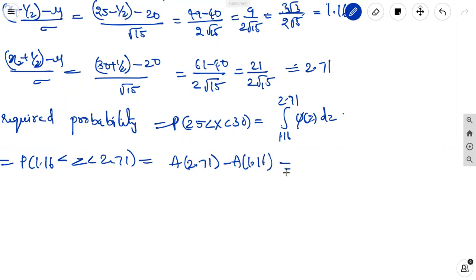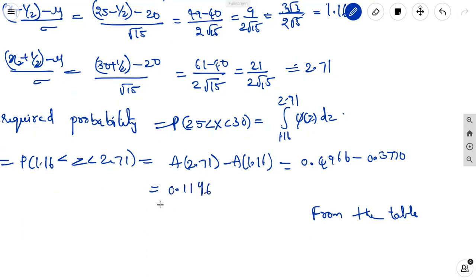That is equal to, from the normal table, area of 2.71 value is 0.4966 minus 1.16 value is 0.3770. It is equal to 0.1196. It is the required probability.